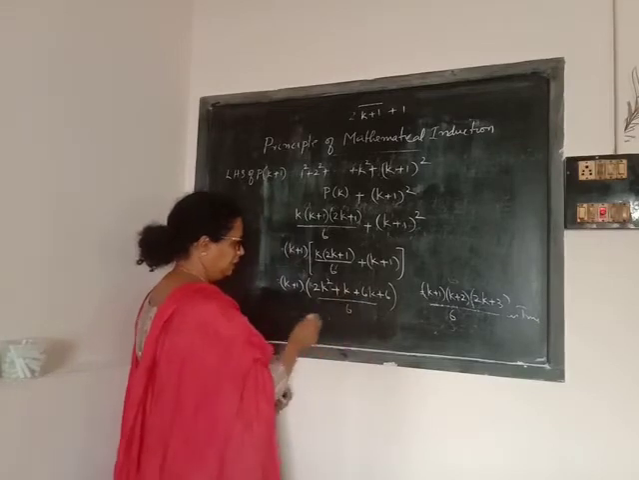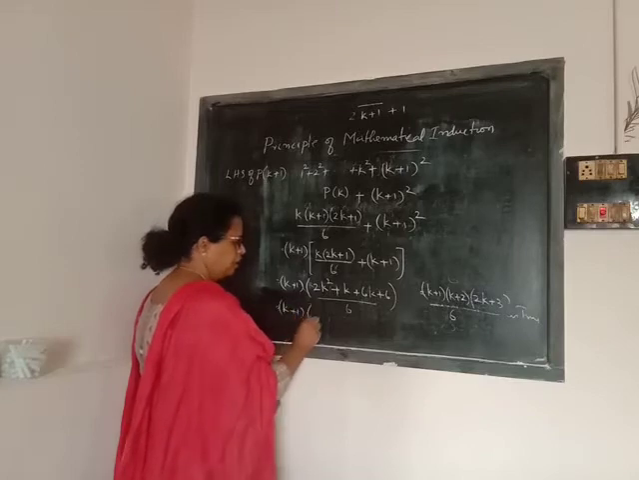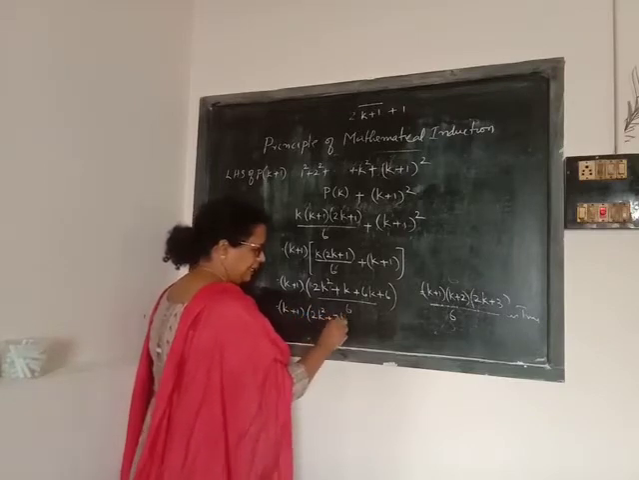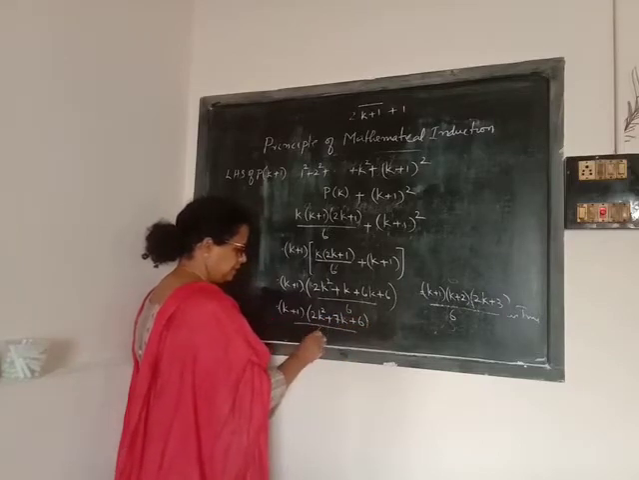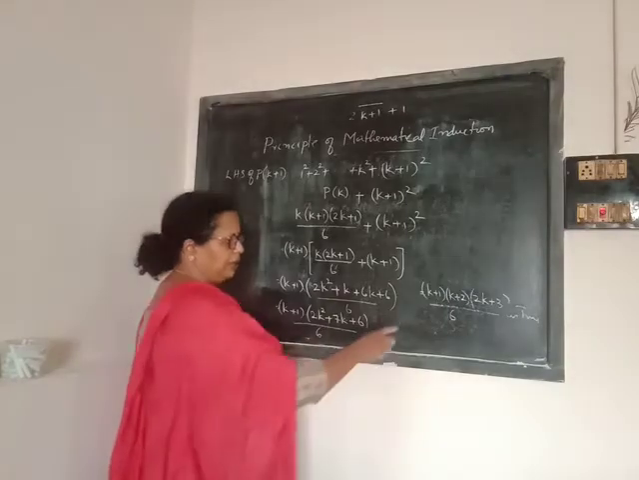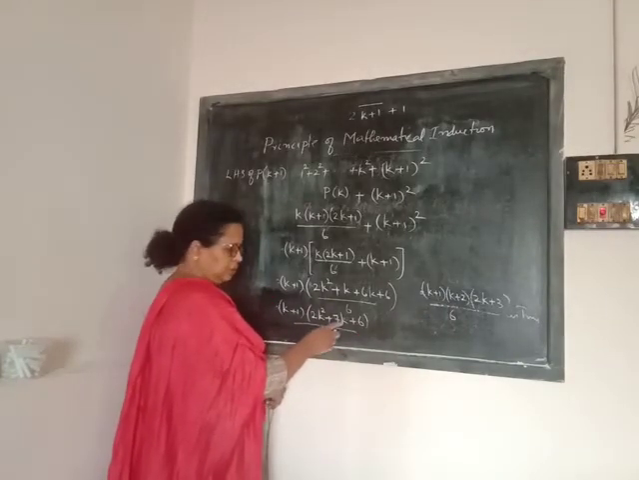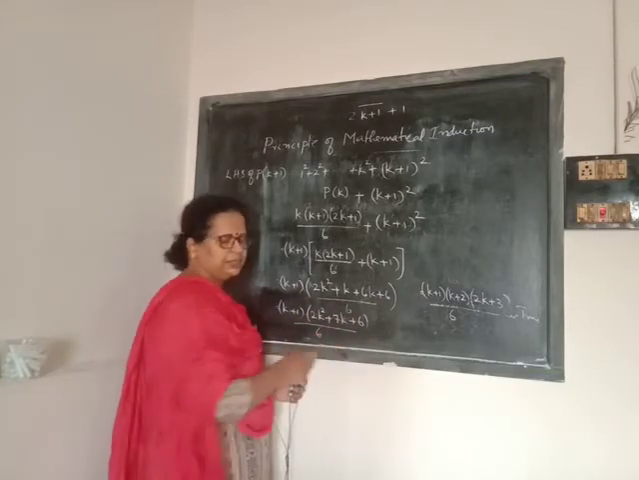If you simplify this, what we will get? K plus 1 into 2k squared plus 7k plus 6 divided by 6. Now this one, factorization is not so easy. So you take RHS of P of k plus 1 and show that it is the same.